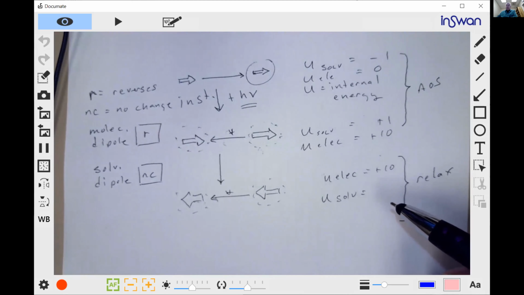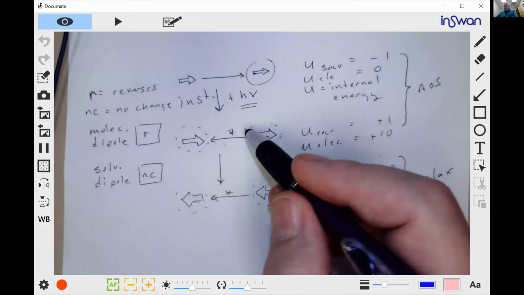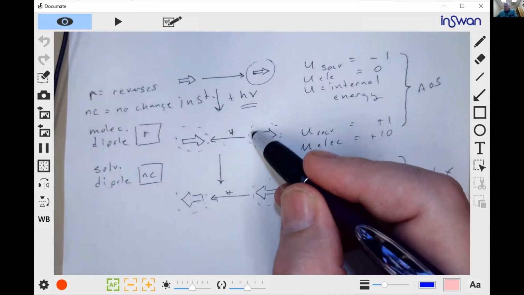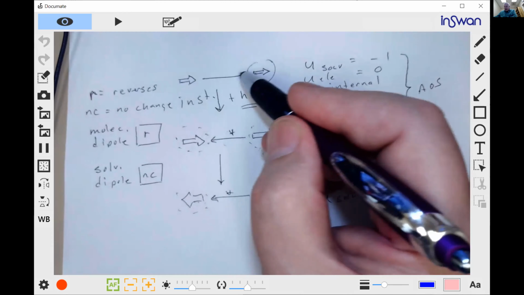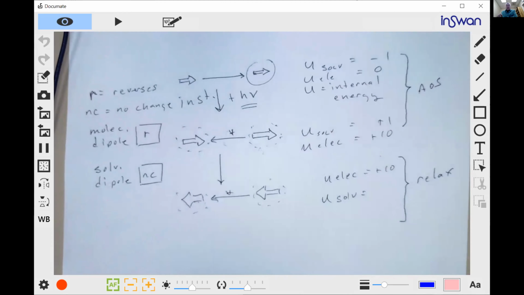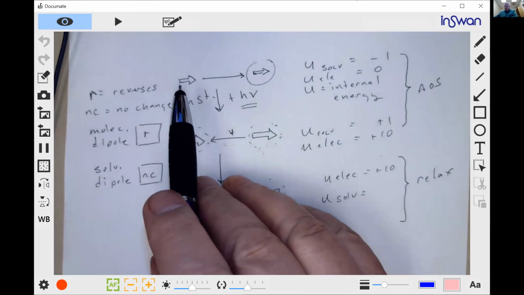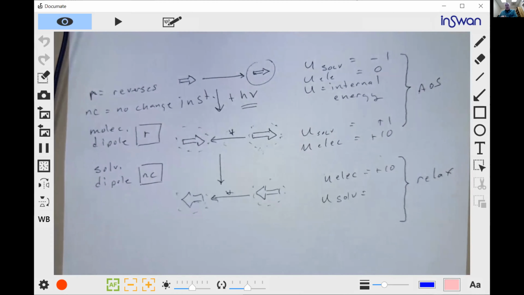You know it's not zero. You know it's not 20. So when you flip, think of this like an electromagnet, and these are little permanent magnets on the end.